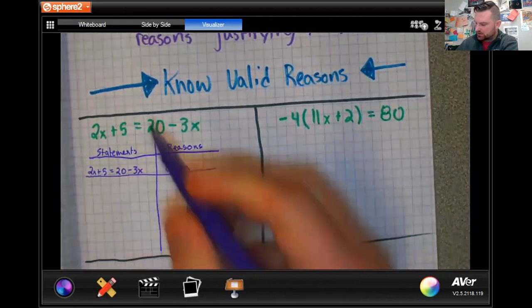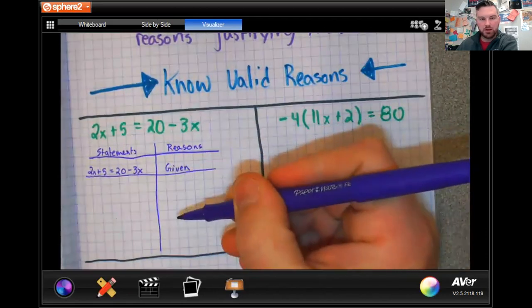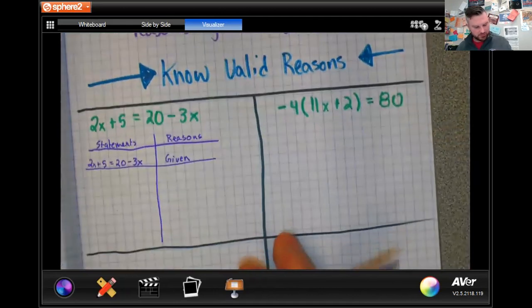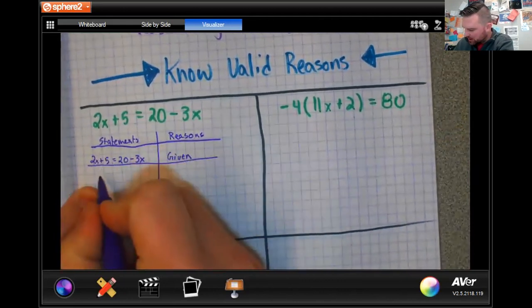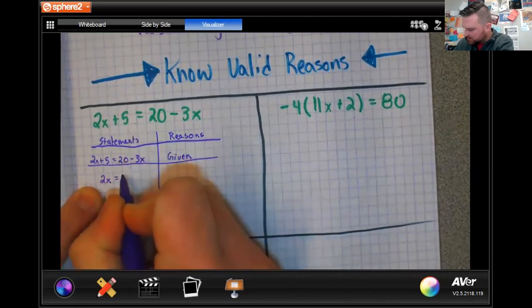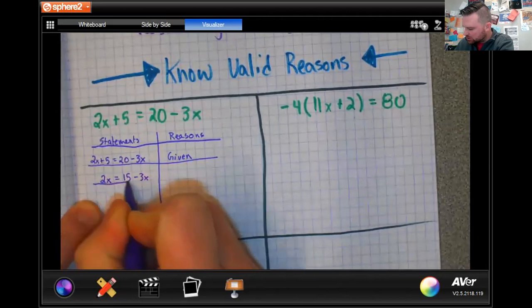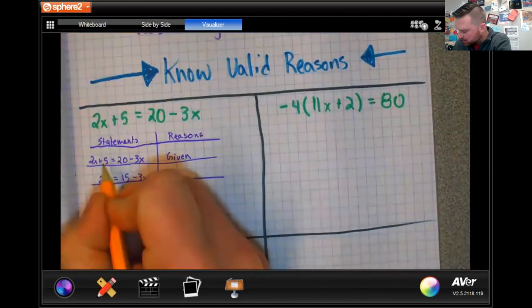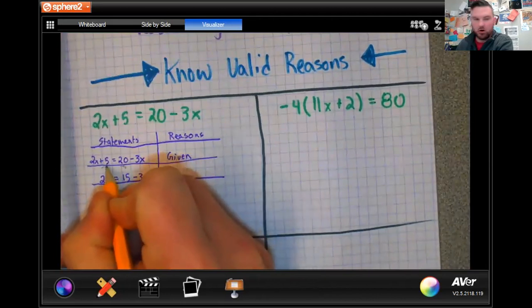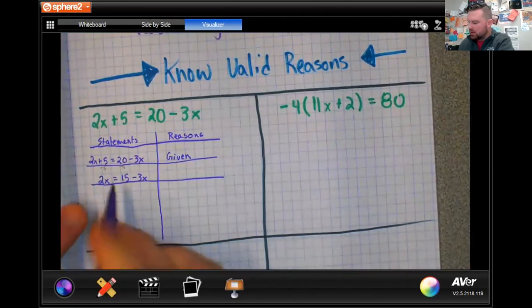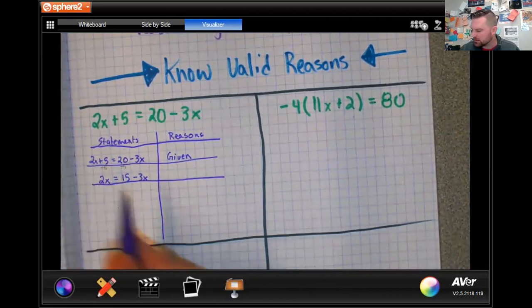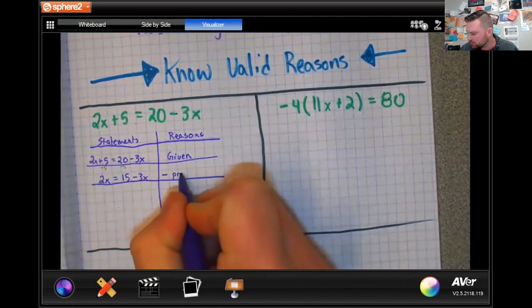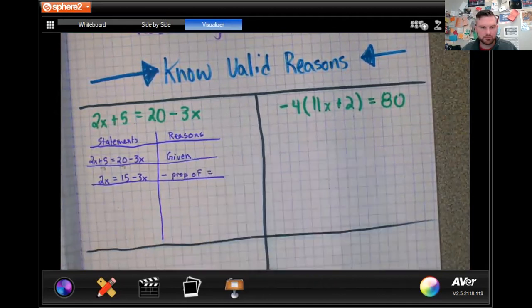Now, as I go through and solve this, I'm going to put a reason or a property that says I can do that statement. So like here, the first thing we might want to do is subtract 5 on both sides. So when I subtract 5, I would have 2x equals 15 minus 3x. You're not actually going to show all your work. You could if you wanted. You could put minus 5 here, minus 5 there, real small, but you don't need to show your work. And the reason I can make that subtraction, I subtract on each side, is the subtraction property of equality. Okay, it's of equality because we do it on both sides.